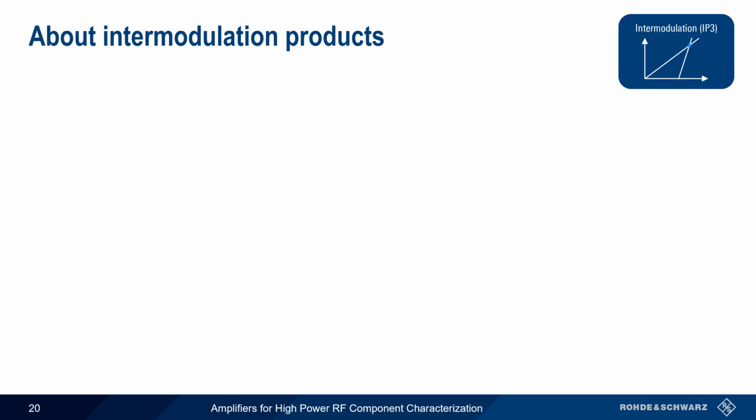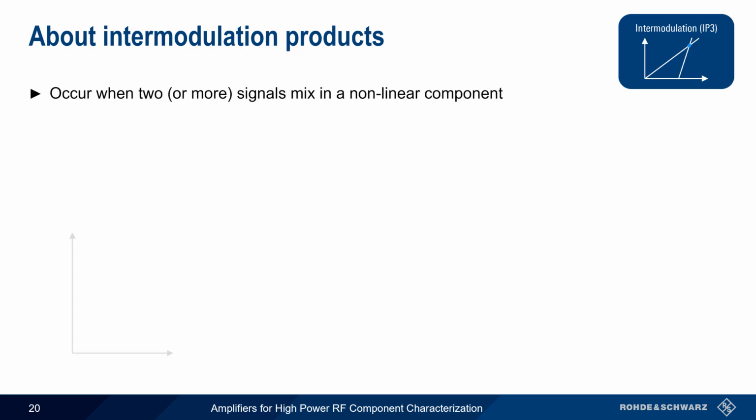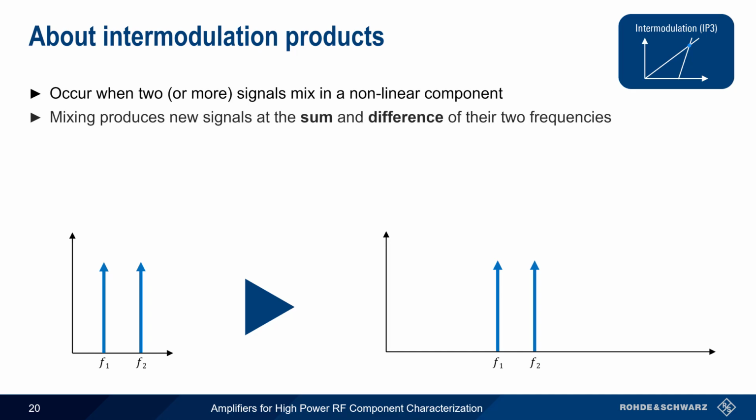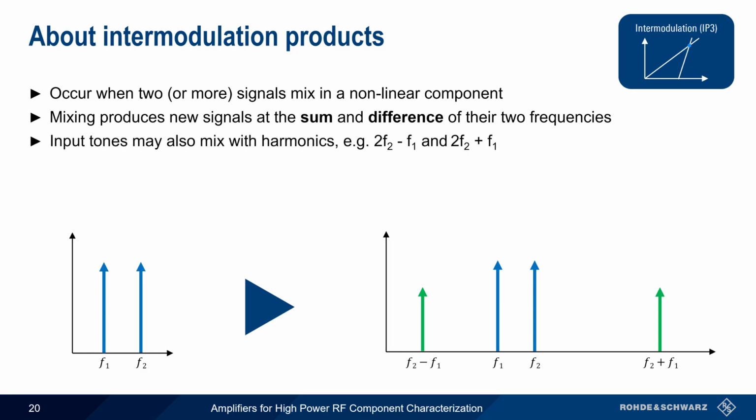Unlike harmonic distortion, which only requires a single input signal, intermodulation products are generated by the mixing of 2 or more signals or tones in nonlinear components. The output will contain not only the original 2 signals, but also signals at the sum and difference of the 2 input signals. In addition to mixing with each other, the input signals may also mix with harmonics.